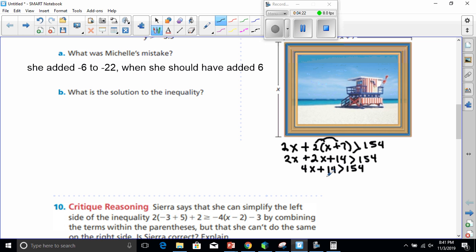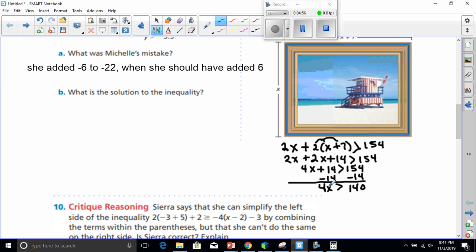Using my properties of subtraction, I'm going to subtract 14 from both sides, allowing me to isolate 4x. And I can do that because 14 minus 14 is 0, and I'm not going to bring 0 down because that's just saying plus 0. So 4x is greater than, well, 154 minus 14 looks to me to be 140.